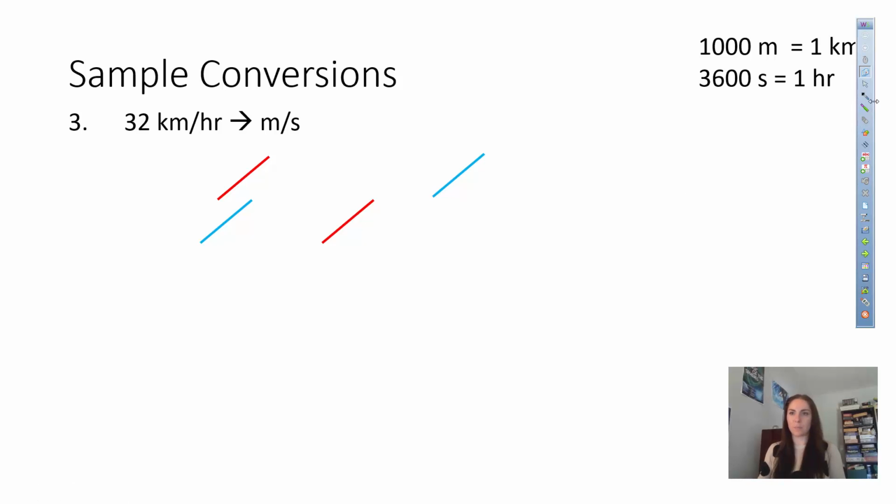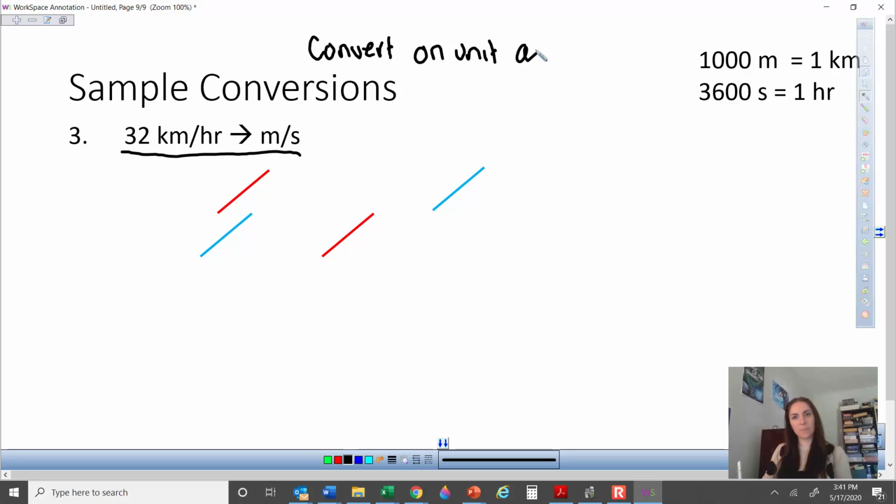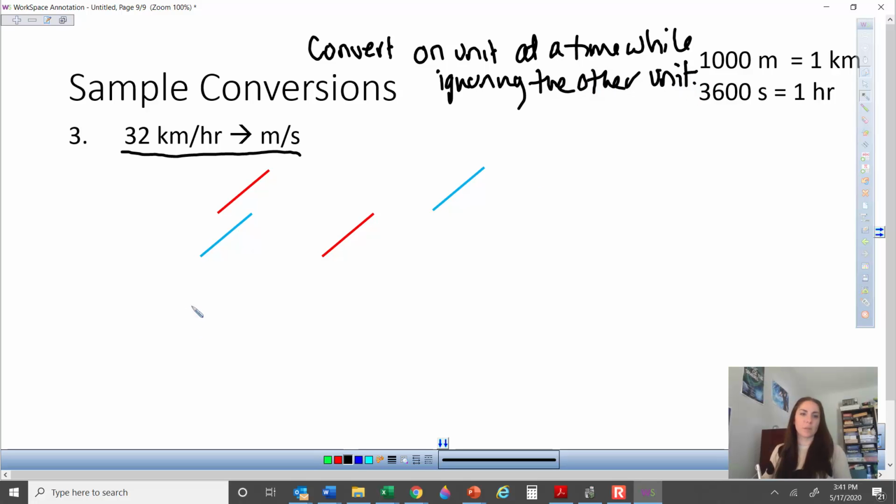I wish those things weren't there, but that's okay. All right, so something you might come across is going from kilometers per hour to meters per second. I'm going to do it down here. When you do a double conversion, you convert 1 unit at a time, while ignoring the other unit. So what do I mean by that? What I'm going to do is write it like this, 32, and instead of this fraction, which I find hard to do, I write it as a horizontal fraction like this.